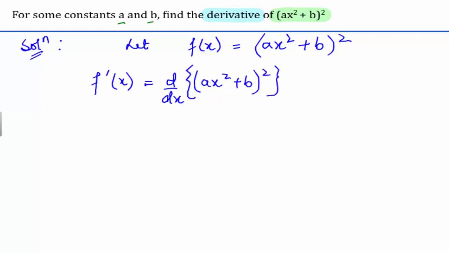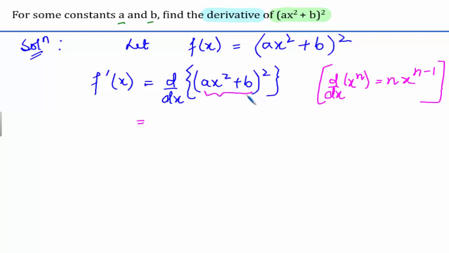Now we know that the derivative of a function x raised to the power n with respect to x is given by n times x raised to the power n minus 1. So here, in place of x we have ax squared plus b. So we have 2 times (ax squared plus b) raised to the power 2 minus 1 times the derivative of the function, which is ax squared plus b.